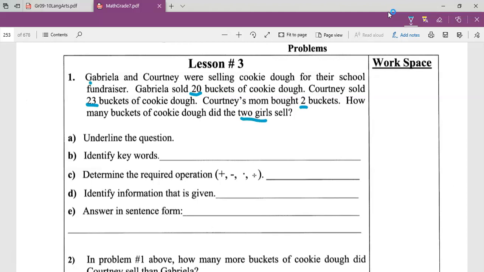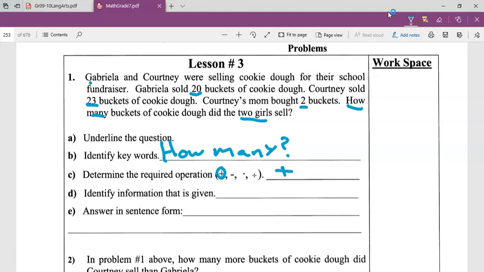Identify keywords. Well, this would be key right here. How many? We're trying to find some quantity. Keywords: how many. Determine the required operation. If you selected, which one do you think it is? Good. Plus.